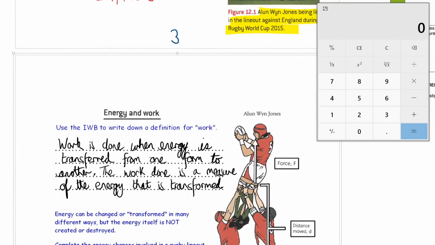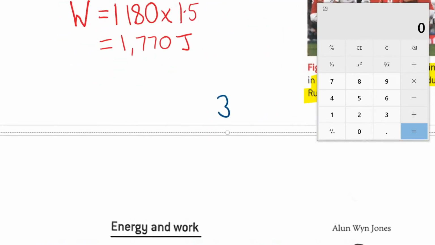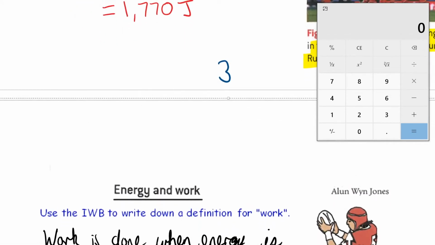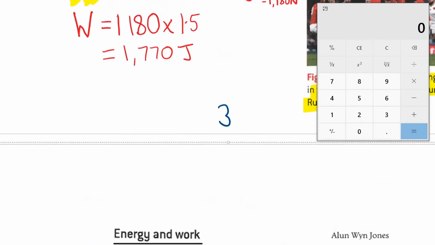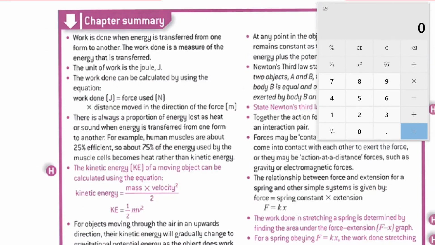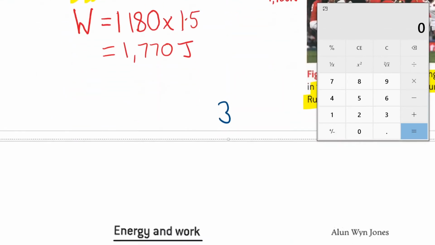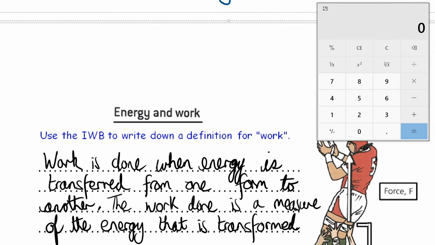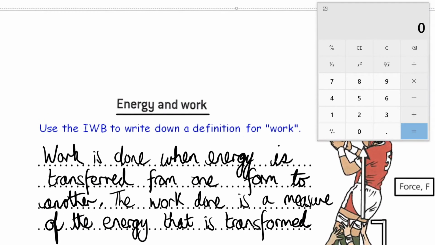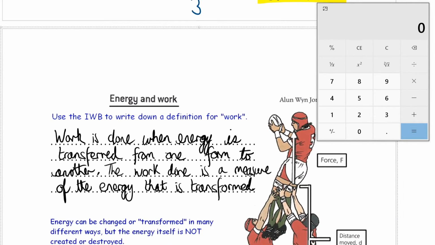Turn over to page 4. First thing you need to do there is just write down the definition for work done. It's actually in the chapter summary at the top here. I've written it down. Work is done when energy is transferred from one form to another. The work done is a measure of the energy that's transformed. Notice these words sometimes are interchangeable, transferred and transformed. It just means changing from one to another.